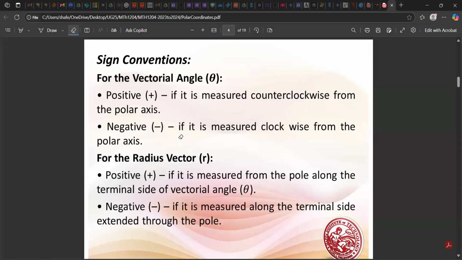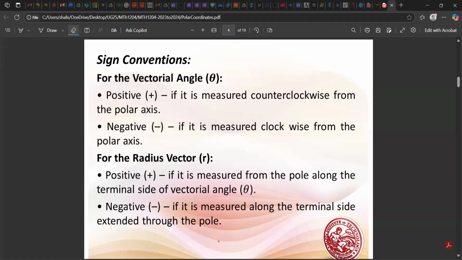Then for the radius vector r now, the value of r, or the length of the line segment. This one I have to demonstrate with an example, right? Because when I tell you here now, you're not going to quite get it, but you'll see it demonstrated just now. So they're saying that r is going to be positive if you measure from the pole, the origin there, along the terminal side of a vectorial angle.